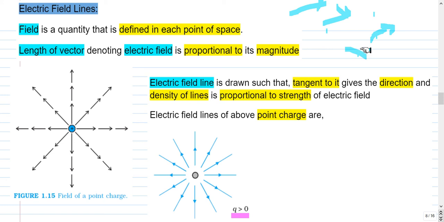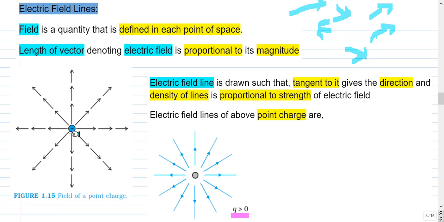So similarly, if I define electric field at different points in space, then it becomes an electric field, and it is a vector field, because electric field is a vector quantity. And the length of the vector is proportional to the magnitude of the electric field.